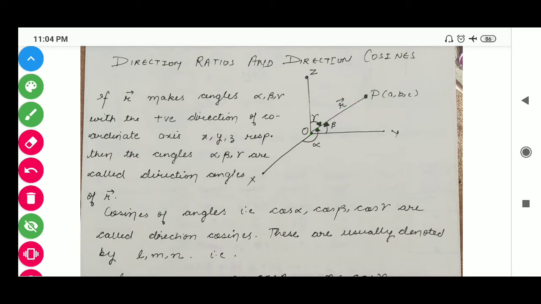Suppose students, this line OP makes angle alpha with the x-axis, beta with the y-axis and gamma with the z-axis. In this way, vector r makes angles alpha, beta, gamma with the positive directions of the coordinate axes respectively. Then these angles are called the direction angles.